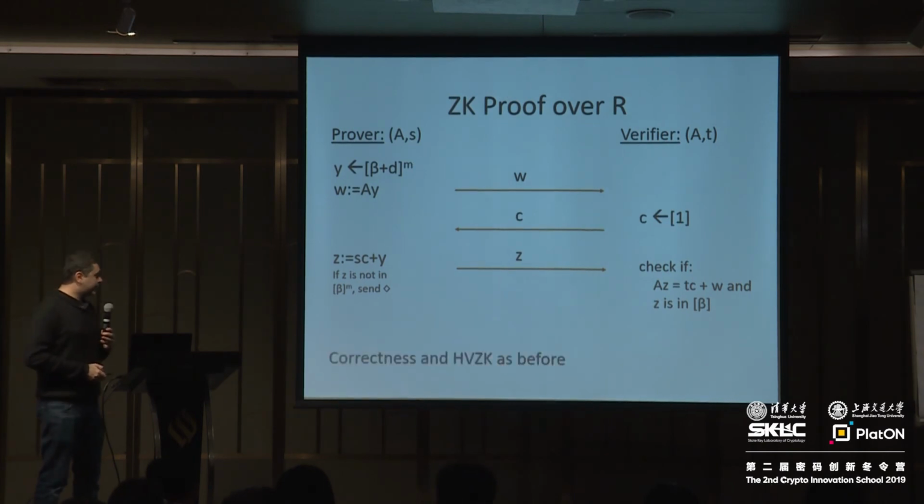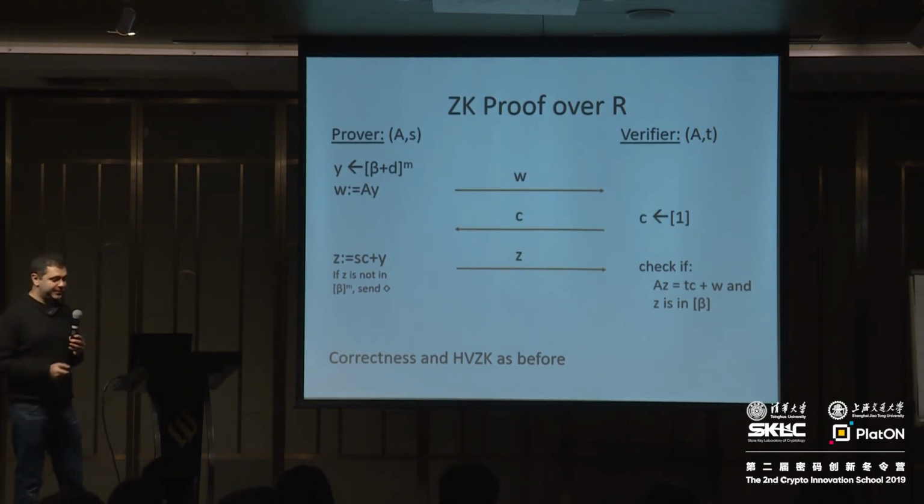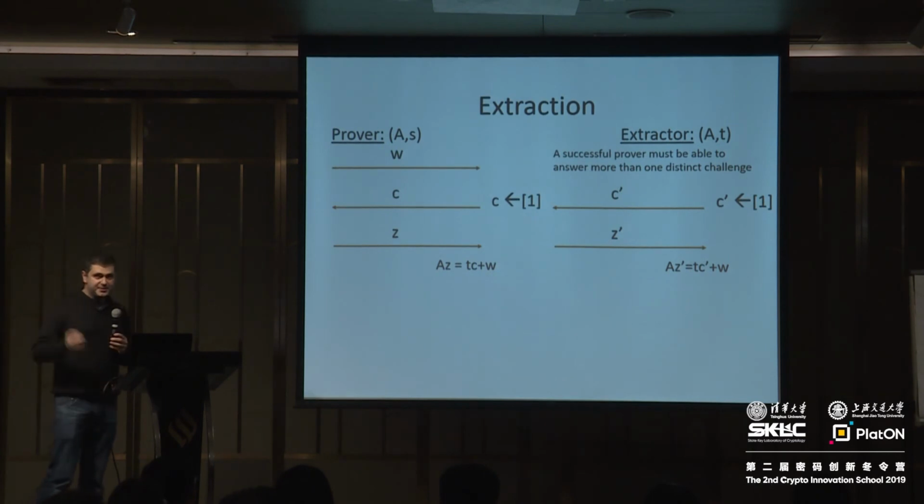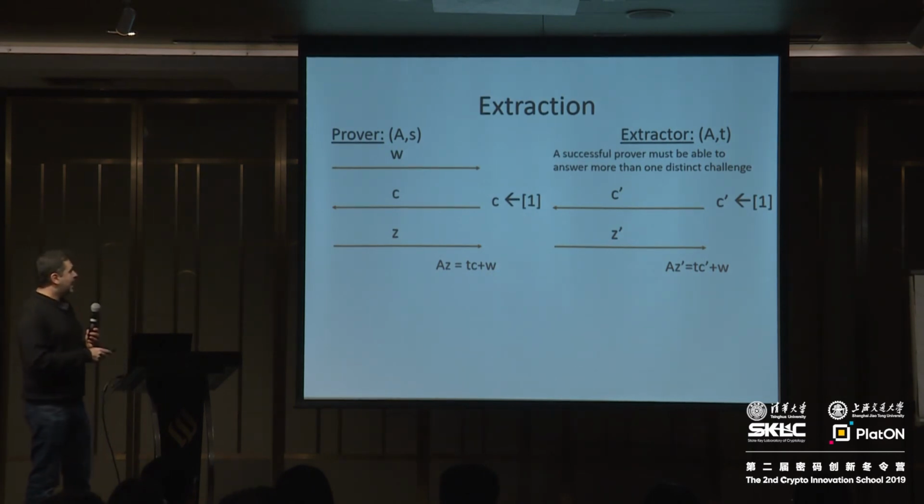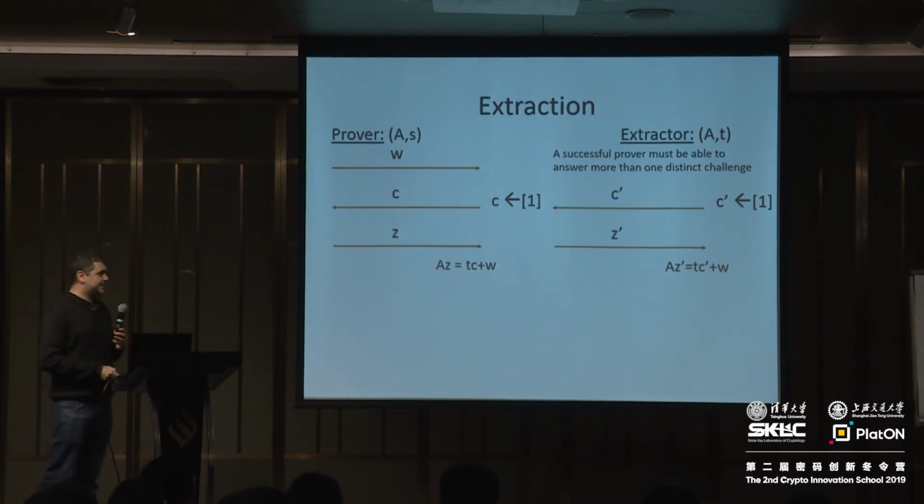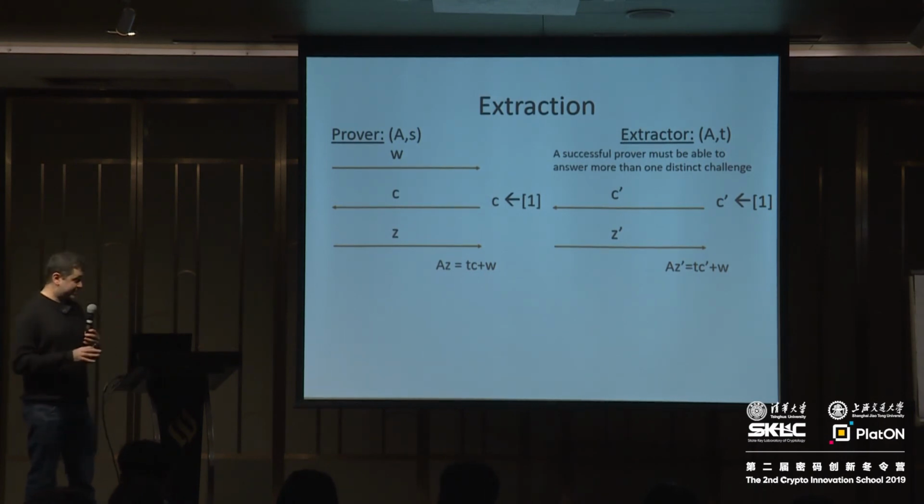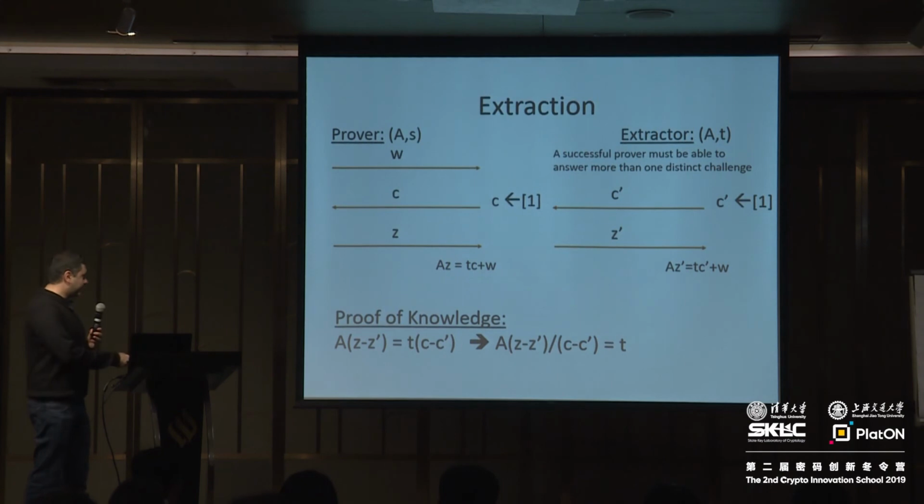Okay, so correctness and honest verifier zero knowledge are just like before. Nothing has changed; we're just working over a different ring. But now extraction is slightly different. The good news is that because the challenge space is big now, 3 to the d, the prover must be able to answer more than one challenge, so we don't have to repeat many times. So then he extracts az equals tc plus w, az prime equals tc prime plus w. And the proof of knowledge extraction works exactly the same way: you have a times z minus z prime divided by c minus c prime equals t.